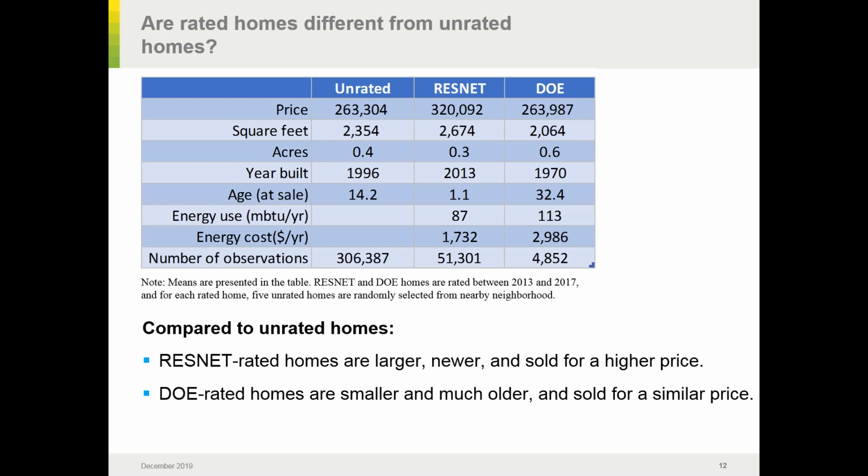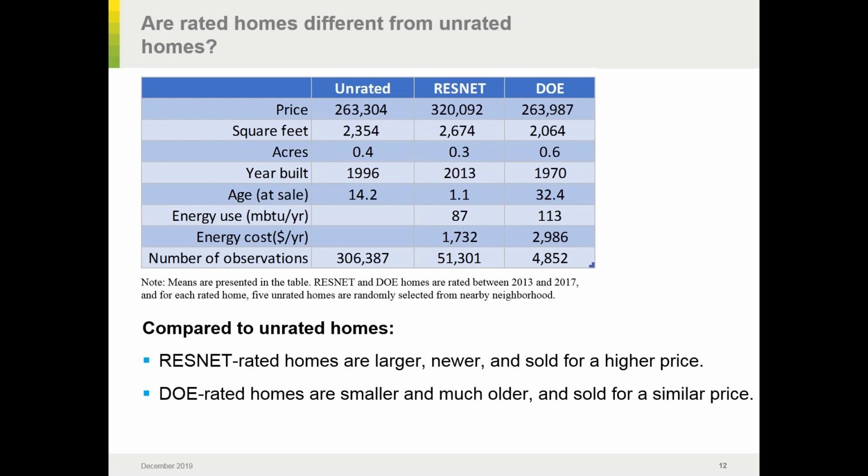For the unrated homes, we wanted to get other homes that were in the same census tract as one of the rated homes. So we started with the location of the rated homes and identified unrated homes in the same census tract, so that we would have something to compare them to that had not been rated in our data set. You can see the number there is much larger. We obtained 5 unrated homes for each rated home from the same census tract.